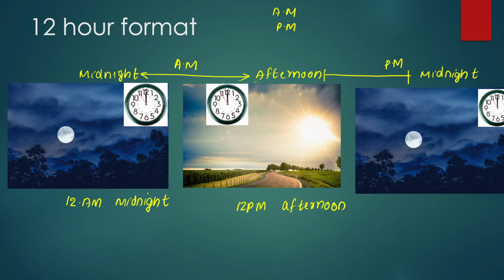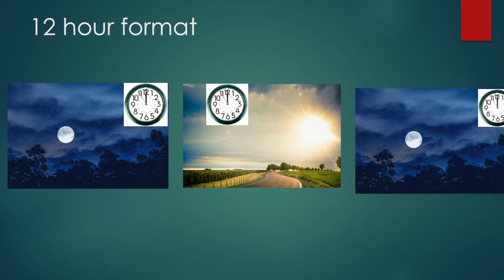So first, the clock repeats itself twice a day. In the morning and evening, the clock is repeating. So we use AM and PM in order to show the difference between the times, because we can see the same time in the morning and the evening. In order to show the difference, we are using AM and PM in the case of 12-hour format.